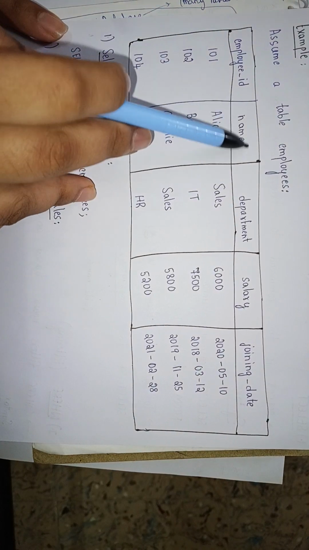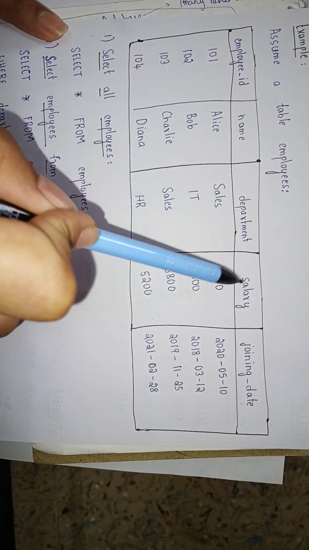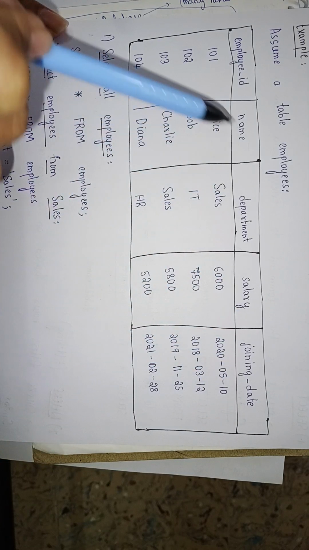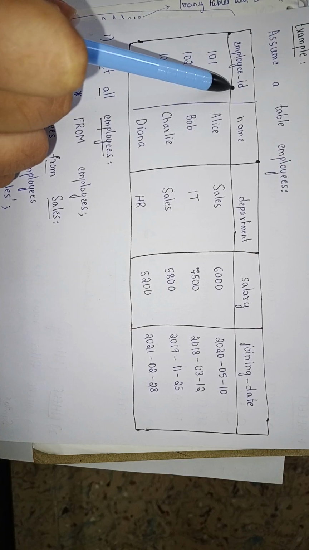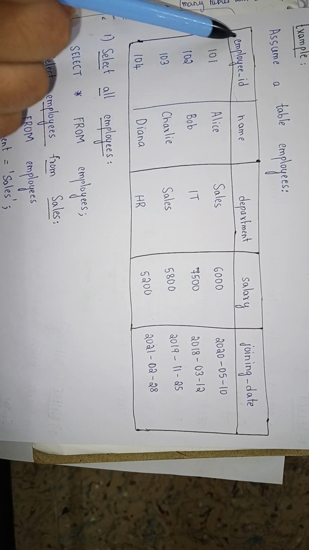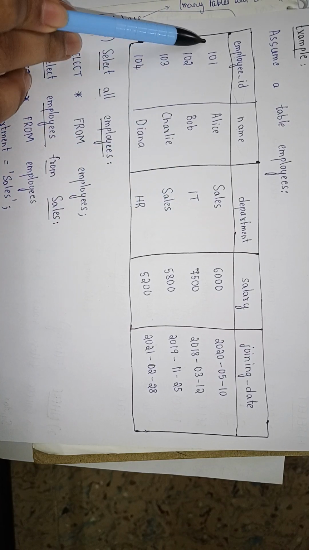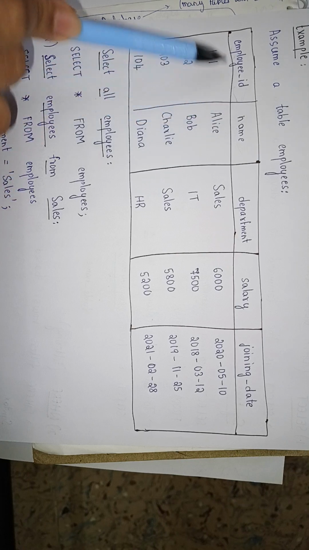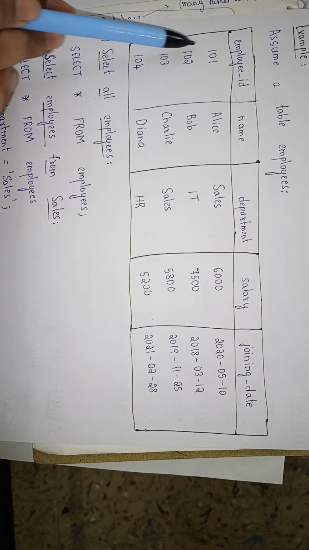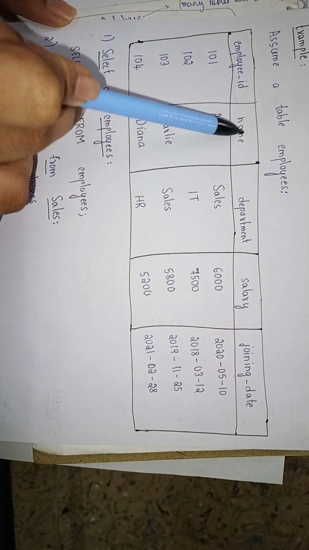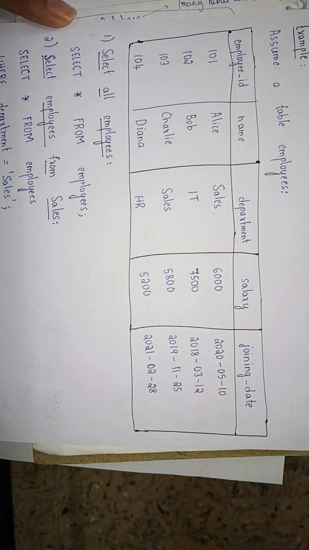For example, let us assume you have this table, employees. See, employee ID, name, department, salary, joining date are all your columns. This defines the structure of the table. And in rows, you have your individual data, filling in the general structure. So basically rows are for individual data and columns are for the schema of the table. So this is the table name.